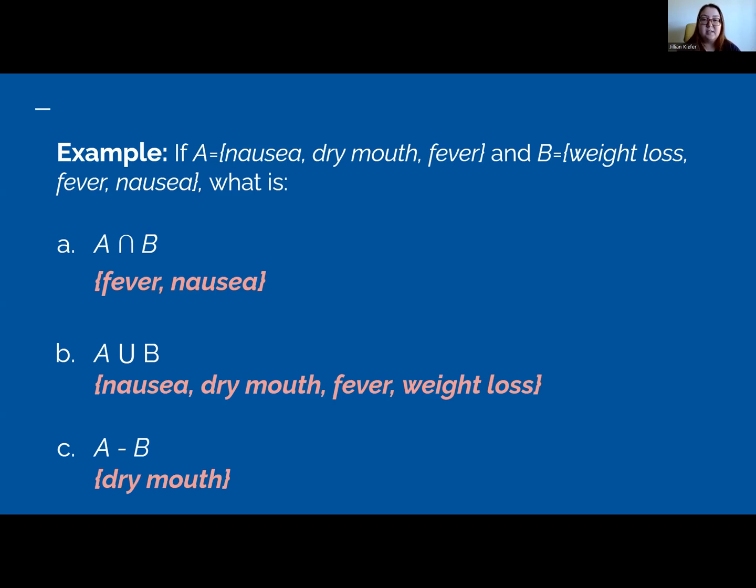So set subtraction is always, you start with the first set and you take away what they share. Set B also contained weight loss, but that was not part of the question. It was everything in A minus what is shared, minus what is also in B. So you always start with the first, subtract the shared. So A minus B leaves us with dry mouth.